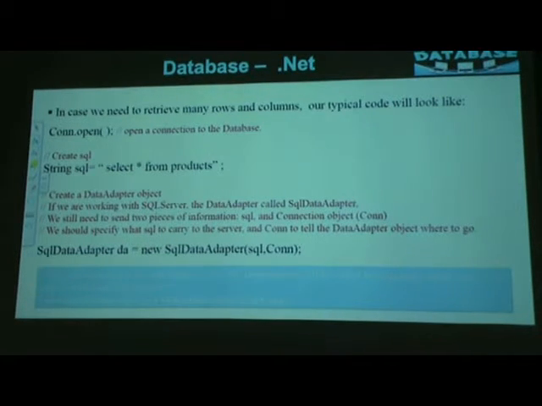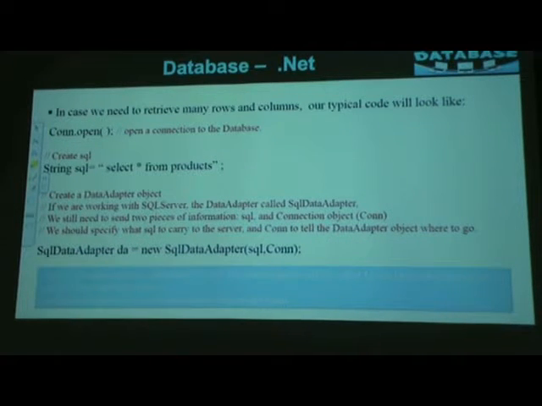In case we need to retrieve many rows and columns, our typical code will look like the following statement. First, we open the connection, so it's the same. We create SQL, string SQL, select star from product. So this time we need star, we need all the data. And we already identified the connection string. So in this scenario, we'll create a data adapter object, instead of the command object in the first need.